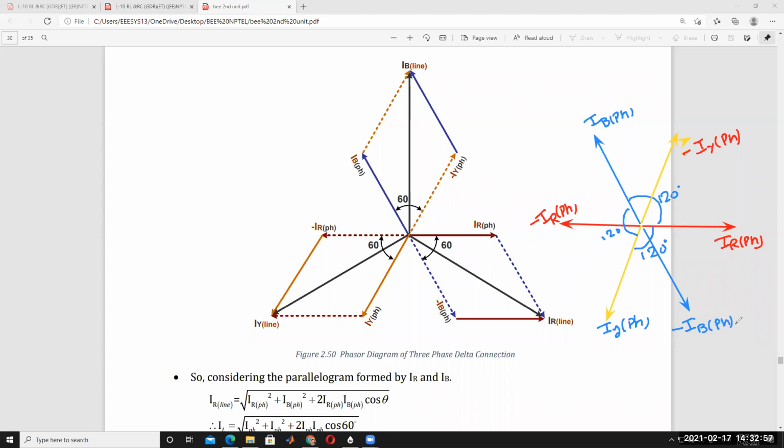So like this, each phase is displaced by 120 degrees, and the negative side is equal in magnitude, the same length. So R phase, Y phase and B phase: each phase is displaced by 120 degrees and also the same length. Minus IR phase has the same magnitude but opposite direction. IY phase, same magnitude, negative direction. IB phase also same magnitude but opposite direction. Okay, so this is the IR and IY phase; the different phases are represented.